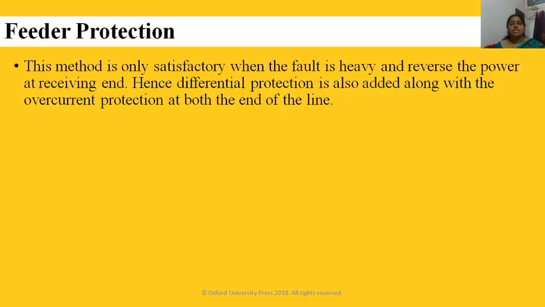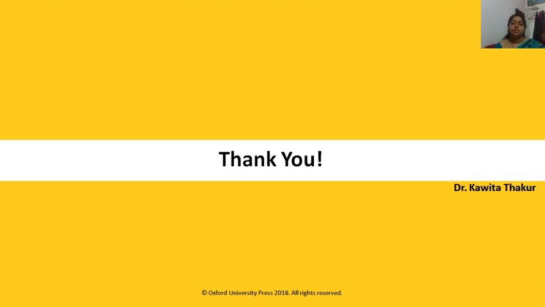This method is only satisfactory when the fault is heavy and there is reverse power at the receiving end. Hence, differential protection is also added along with the overcurrent protection at both ends of the line. Okay, that means we are using differential protection for transmission lines also. So in addition to this, this is for small feeders, overcurrent protection we are using with directional time and current setting. Differential protection is also used in addition to that. Okay, thank you very much.